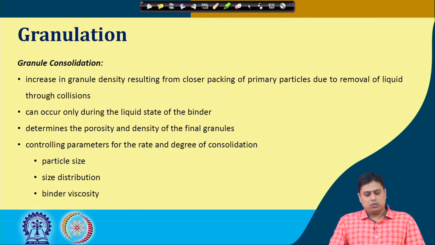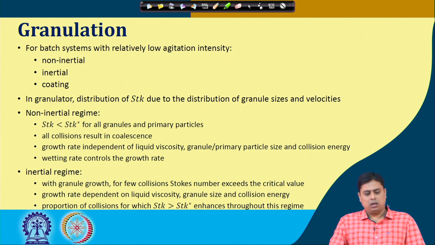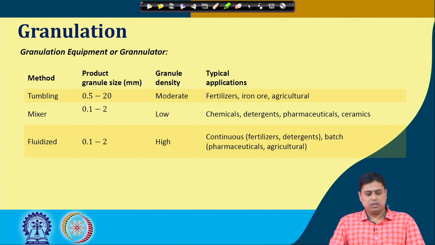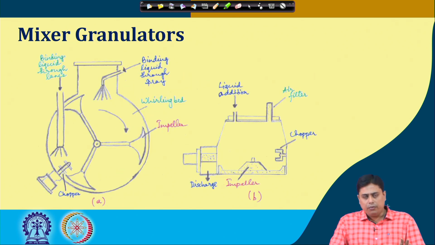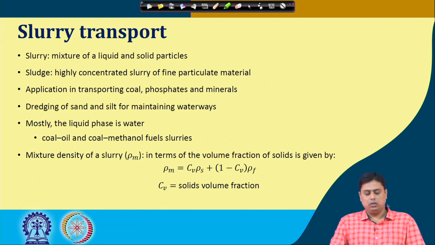We have also seen the consolidation stage, the growth stage, and the competing mechanism between growth and breakage that leads to the final product. Then a couple of granulation equipment, mainly three by operation: tumbling, mixer and fluidized, where we have higher granule density, as we can understand from this table, and accordingly their typical application in different industries. A very brief preliminary overview of how each granulator works, we have gone through those details.